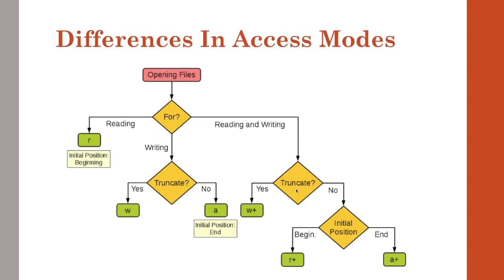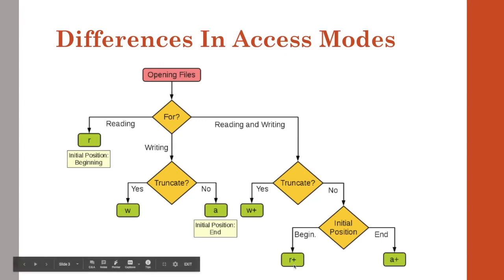But if you don't want to completely overwrite the file and you'd like to be able to read and write from it, you would use either the R+ or the A+ option. It just depends on where you'd like the cursor to begin. If you'd like to have your pointer begin at the very beginning of the file, choose the R+ attribute, and if you'd like it to start at the end of the file, use the A+ attribute.